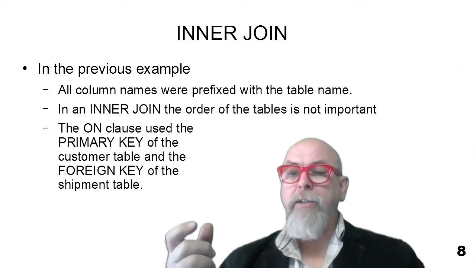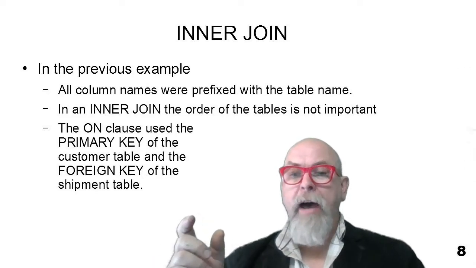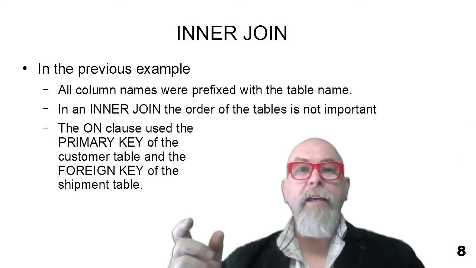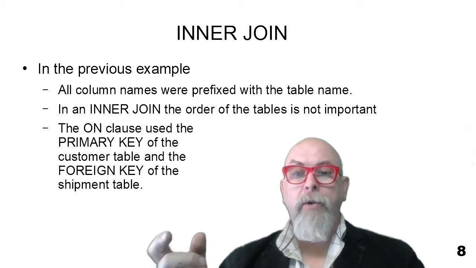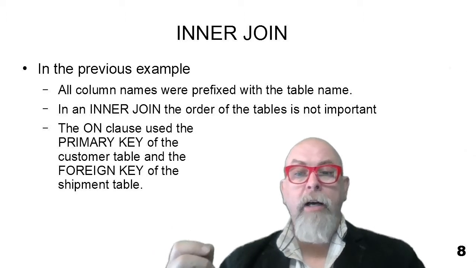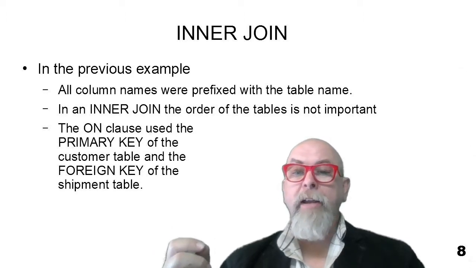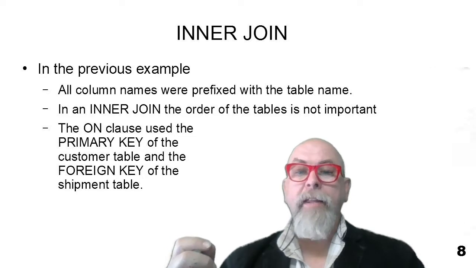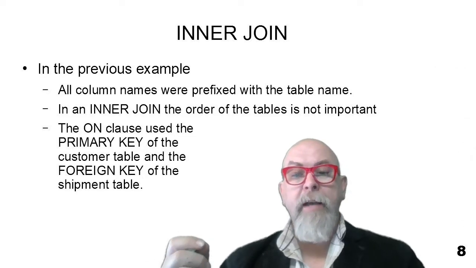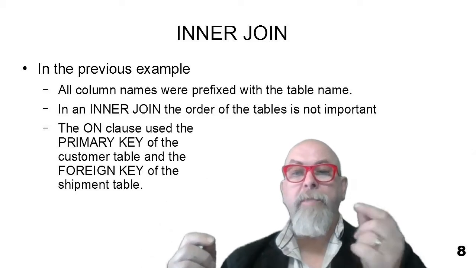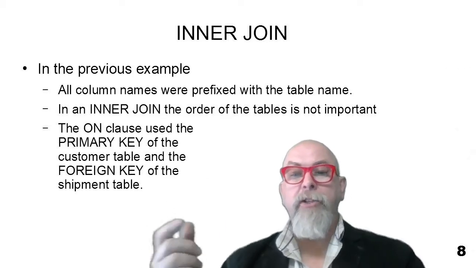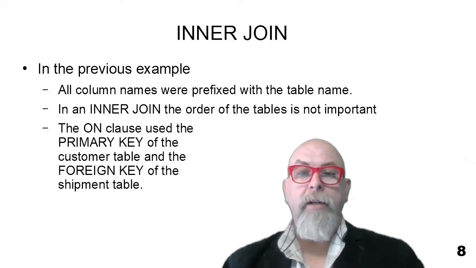It just depends on how you're thinking about it and which direction you come at the ERD when you're designing your join statement. The on clause, again, uses the primary key of the customer table and the foreign key of the shipment table, and that's what created the one-to-many relationship: a customer can have many shipments and a shipment belongs to only one customer.